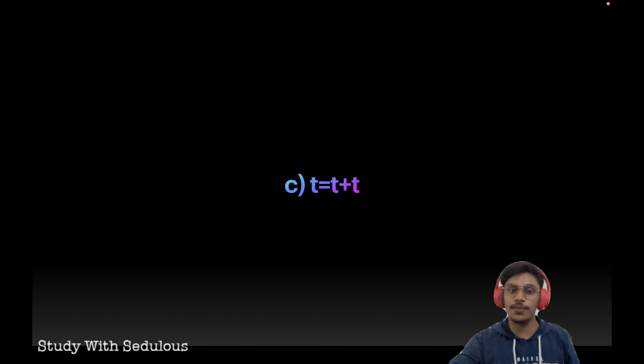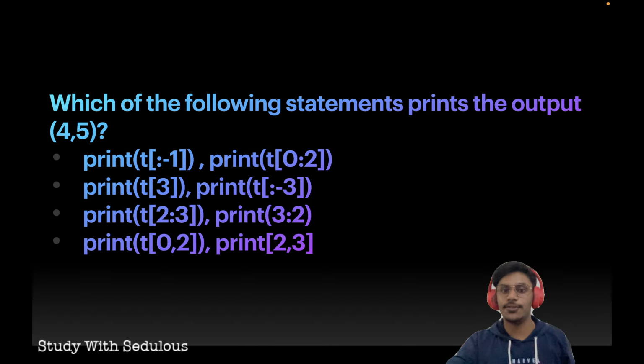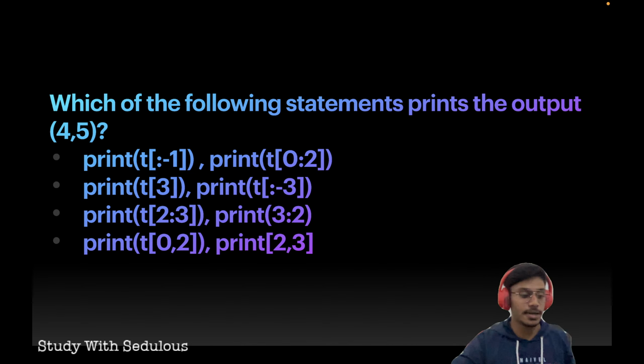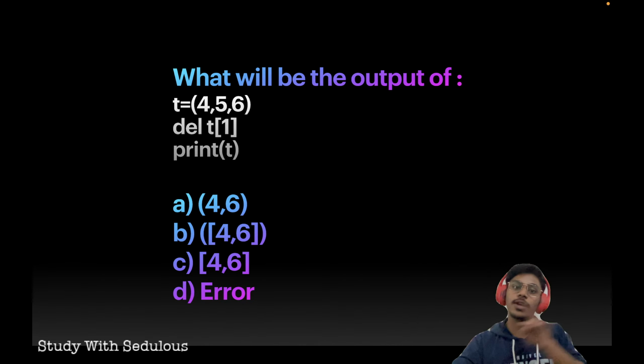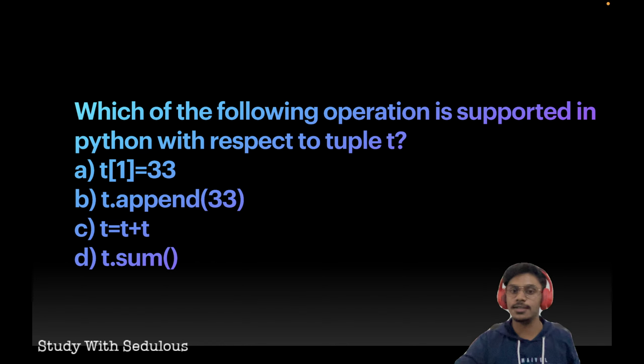Do we need 4, 5? Yes, we need 4, 5. And then print T 0 to 2. Here 0 and 1 would be printed, 2 won't be printed. So the 0th one, 4 and 5 would be printed, 6 won't be printed. It's actually the right answer.